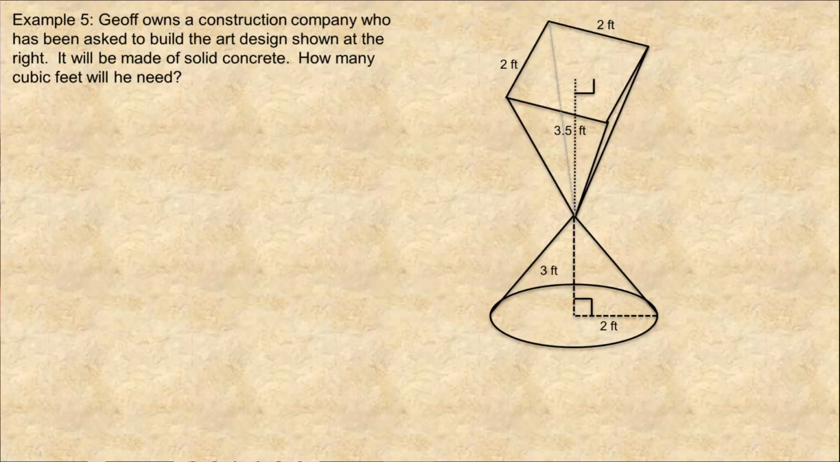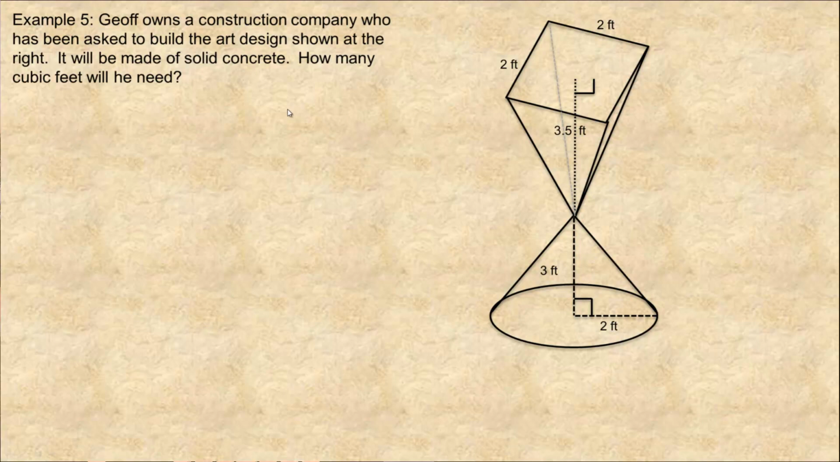Last example here. Geoff owns a construction company, and his company has been asked to build this art design. And it's supposed to be made of solid concrete. And you're asked how many cubic feet will he need. Now, we're not worrying about it, but there's probably a metal rod in the middle here that's going to connect the two together. Because obviously if they're just concrete and just touching by a tip here, that's probably going to fall over, and well, that would probably kill someone if it fell on them. So we're not worrying about the rod, but there would certainly have to be some kind of a support here. We're just tasked to find how many cubic feet of concrete he's going to need.